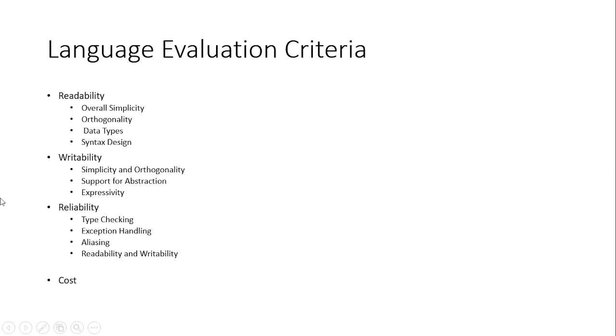Then the third point is expressivity. Expressivity in a language can refer to several different characteristics. For example, in languages such as APL, it means that there are very powerful operations that allow a great deal of computation to be accomplished with a very small program.